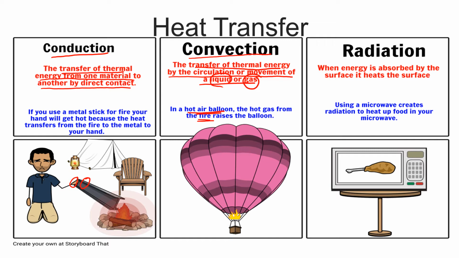So bila dipanaskan, the particles from this fire dia akan menyebabkan this object akan terbang. Okay. And then seterusnya adalah radiation. So radiation, when energy is absorbed by the surface, it hits the surface. Okay, bila dia absorb, the energy is absorbed by the surface tu, jadi dia akan panaskan surface tersebut. So dia akan menggunakan electromagnetic wave. Okay, dia punya kaedah pemanasan dia adalah electromagnetic wave. So for example, macam tadilah, so the microwave create radiation to heat up food in your microwave. Okay.